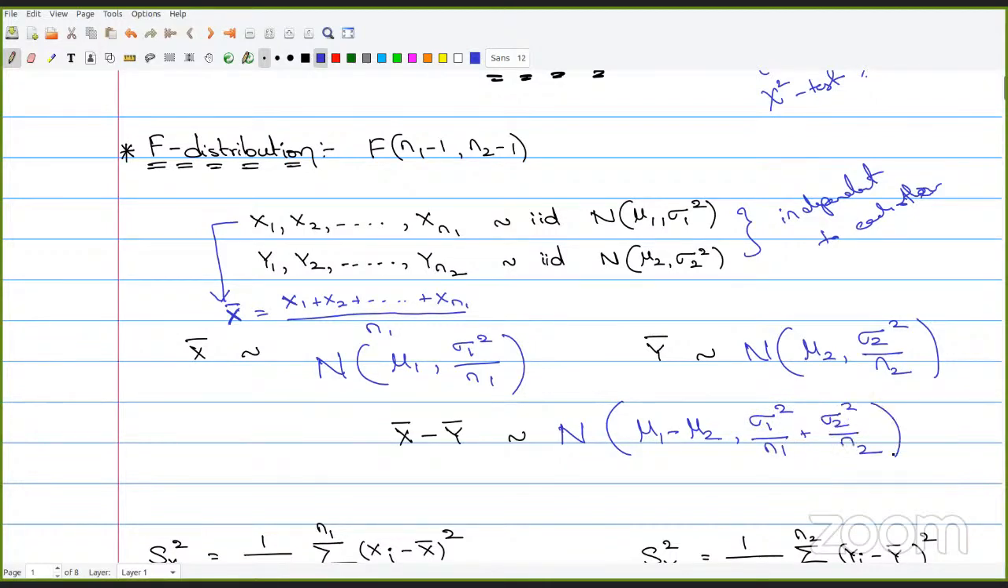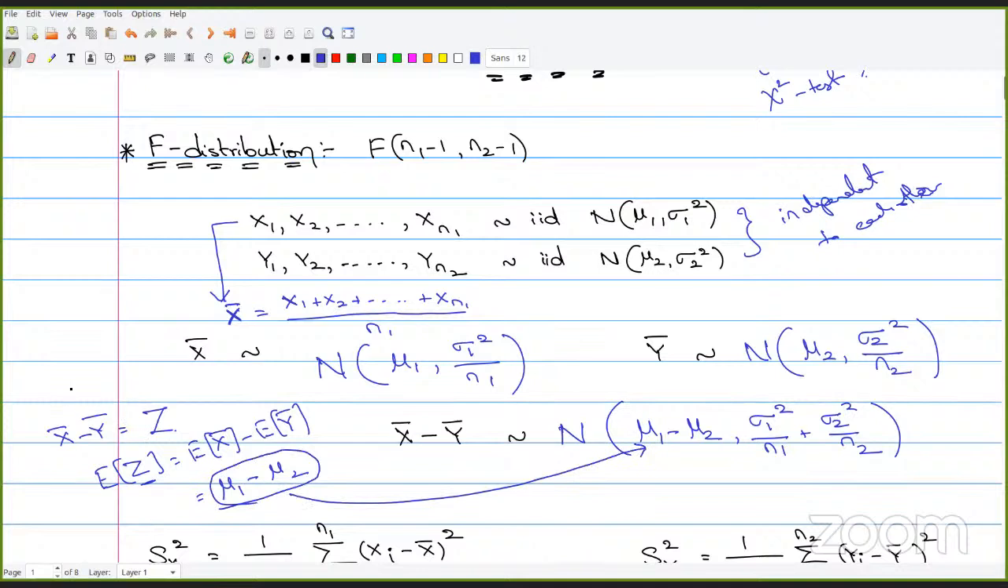What will you do if you don't know this? What is the standard approach to find it? Don't forget the basics, that will always help you. Take x bar minus y bar as a new random variable z. The expectation of z will be the expectation of x bar minus the expectation of y bar, which is mu1 minus mu2. So this is the mean of the new random variable x bar minus y bar.